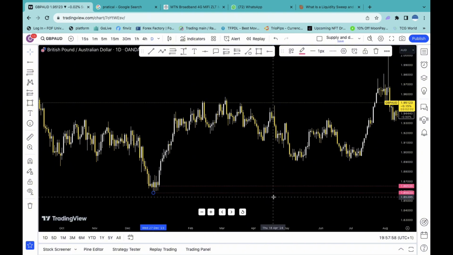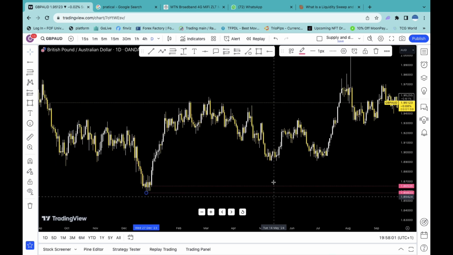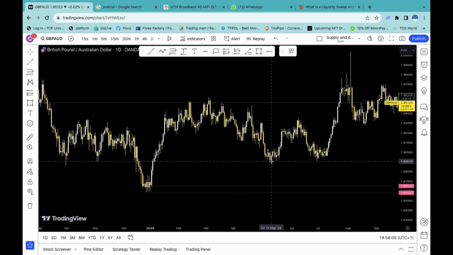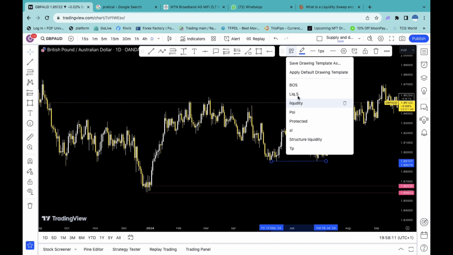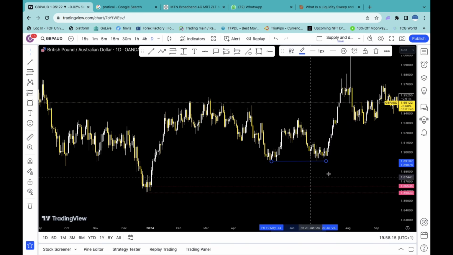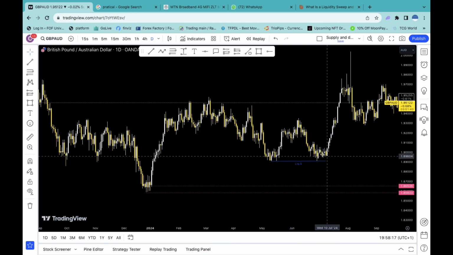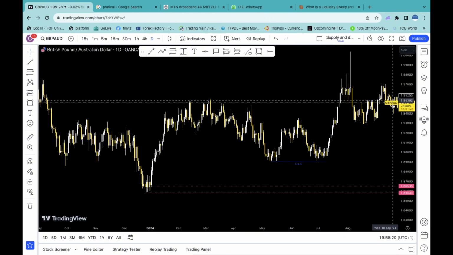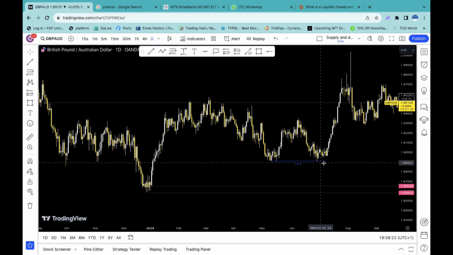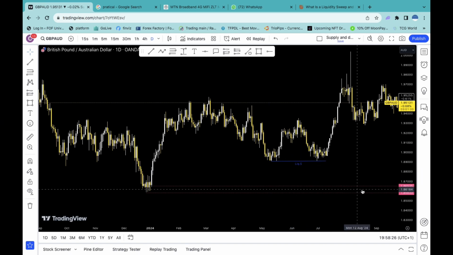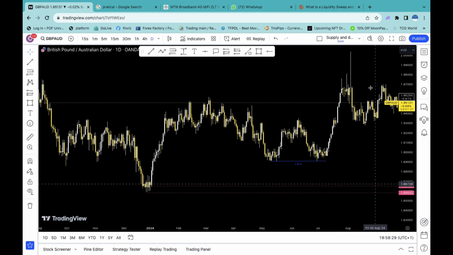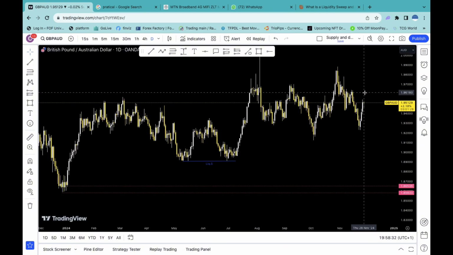Now, once I've identified the POI, I want to see where my liquidity is. This becomes my liquidity sweep. What it means is that I'll be anticipating price to come, break this whole double bottom, and come into this line before I start thinking of taking advantage of it.